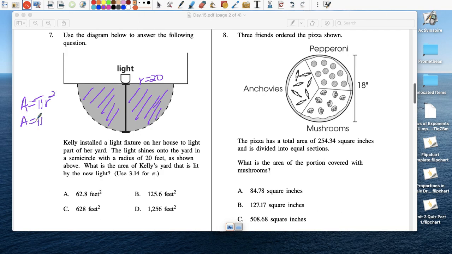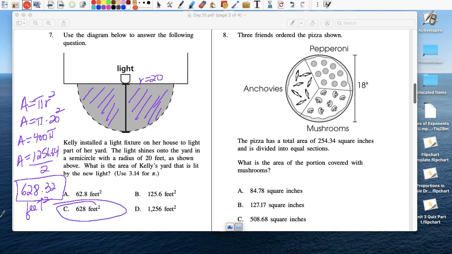A equals pi times 20 to the second power. A equals 400 pi. Let's multiply that. 400 times pi, enter, the total area is 1,256.64. We're going to divide that by 2 because we're interested in half, right? So the area is 628. They rounded it, they use 628.32 feet squared, and that's the only one that makes sense.